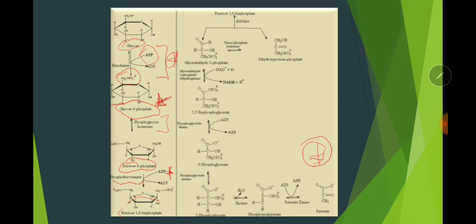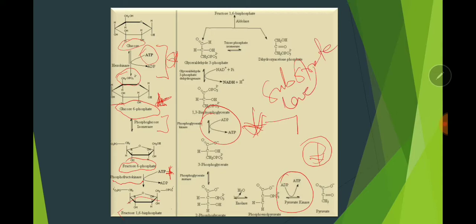Okay. Now you have to keep in mind the steps you need to remember, the steps which are producing ATP, and the steps which are consuming ATP. Okay, so this step here is producing ATP. Another step which is producing ATP is here. So these 2 steps which are producing ATP are substrate level phosphorylation, the one you just reviewed. Okay, so you have to remember that.